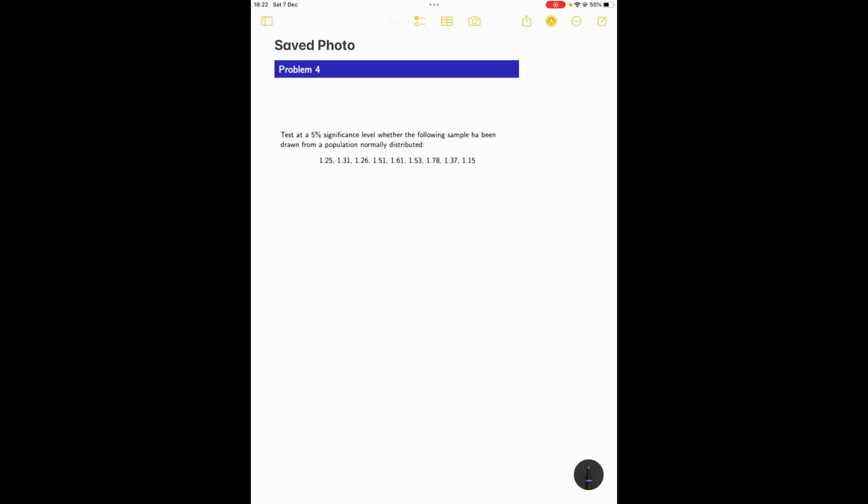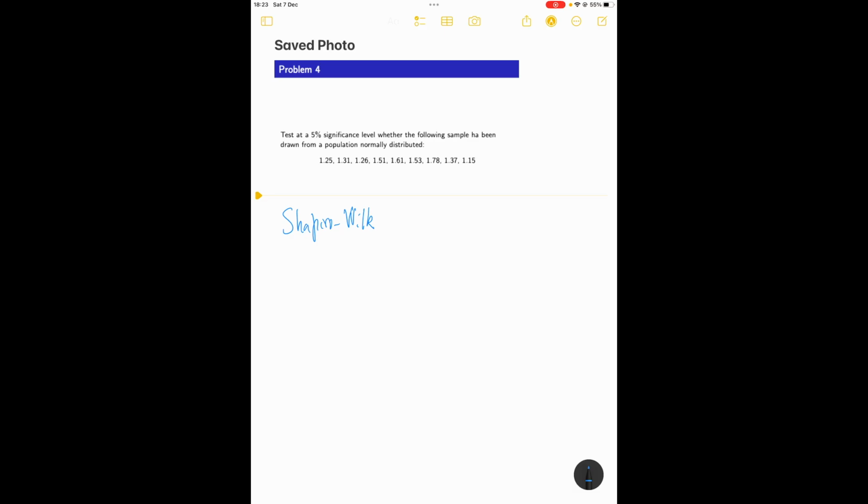This problem is about normality. So the test we're going to use is the Shapiro-Wilk test. Remember, this is slightly different in the sense that if our statistic is greater than the critical value, we do not reject. Okay, how do we do this test?